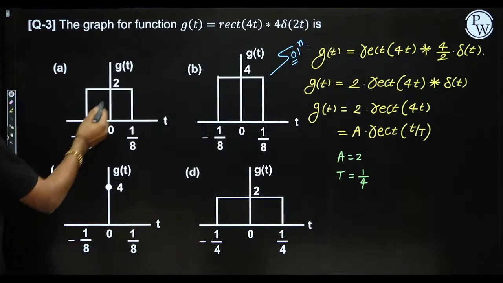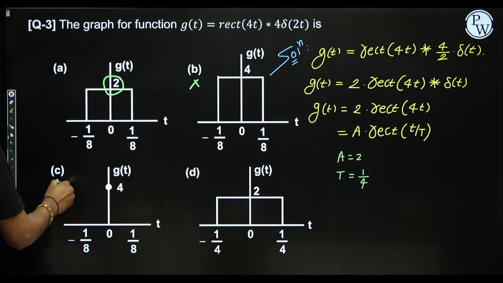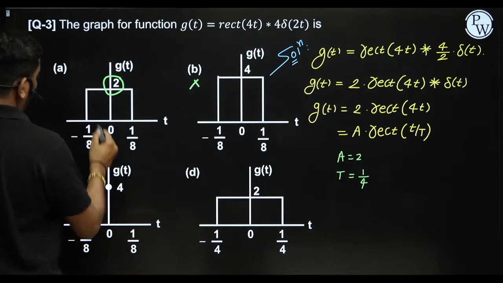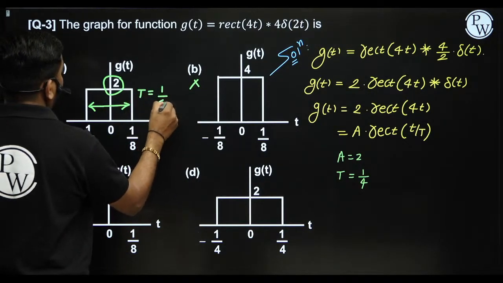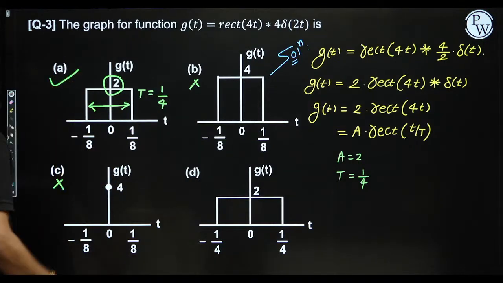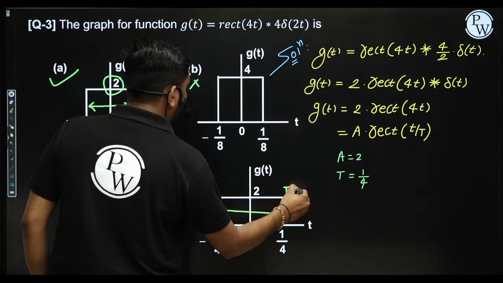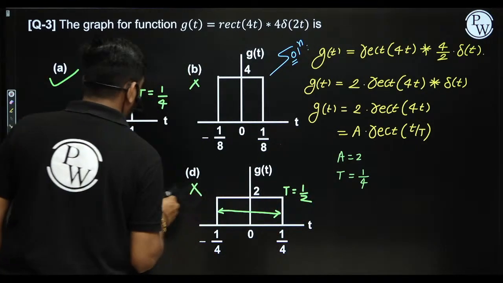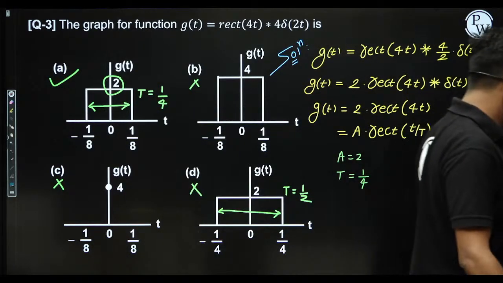Here amplitude is 2. Amplitude is 4 in option B, wrong; amplitude is 4 in option C, wrong. Now the total width is 1 by 4, so that's why option A. Here total width is 1 by 2, so this is a wrong answer. That's why option A is the correct answer. Option A.